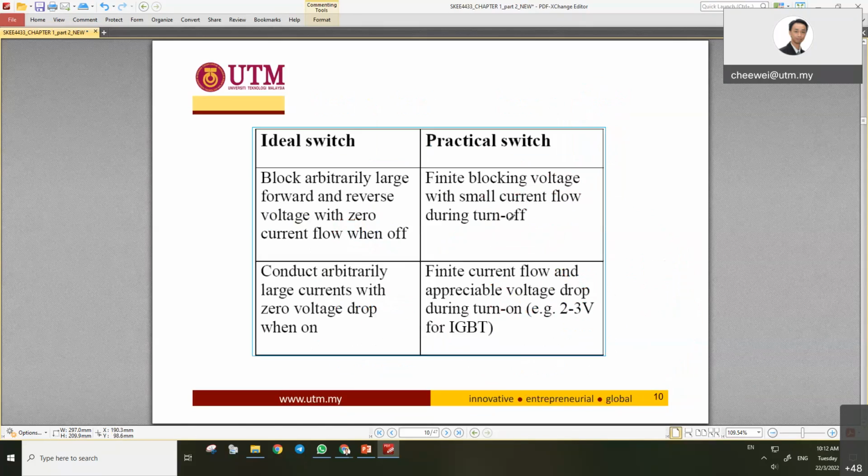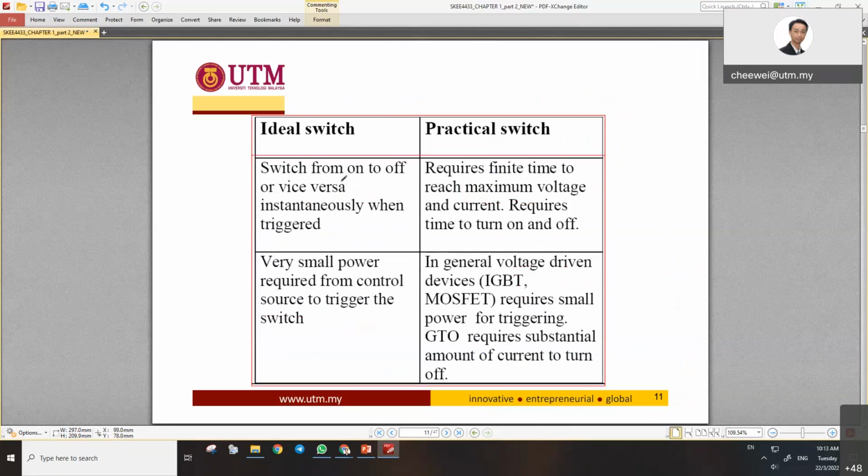Okay, ideal versus practical. Please read. They are all text. What are the keywords here? Let's say zero current flow, but in practical, no, there will be a small current flow. Large current and zero voltage drop, or no, it doesn't happen. There will be a voltage drop in real life. Switch from on and off instantaneously. Okay, spelling of instantaneously. But no, in practical, it will come gradual or exponential. It takes some time to turn on and to turn off.